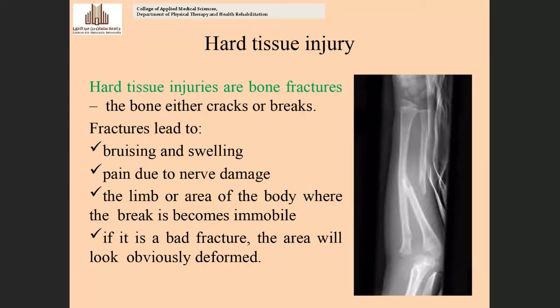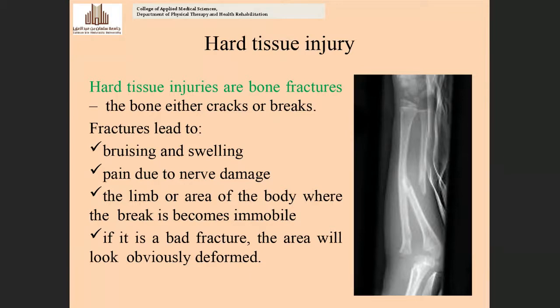Next, we have to talk about some important hard tissue injuries, right? You can see the first picture is for dislocation, and in the second injury, while weightlifting, the weight fell on his back, which may lead to a fracture. These types come under the hard tissue injuries, right? So the hard tissue injuries are bone fractures. The bone either cracks or breaks, right? The cracks mean you can say it is incomplete.